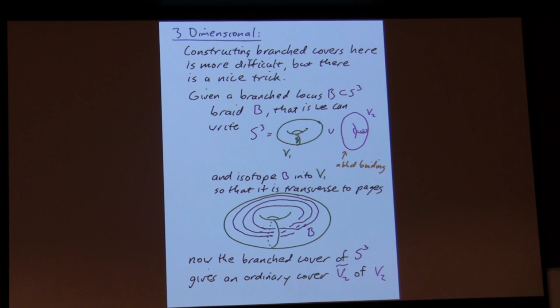Well, that's actually kind of hard to explicitly build those covers. I don't know if anybody's ever tried to do this. It's actually kind of hard to even imagine what's going on there. But there's a nice trick you can do. So whenever I try to understand branch covers in dimension 3, I do the following.